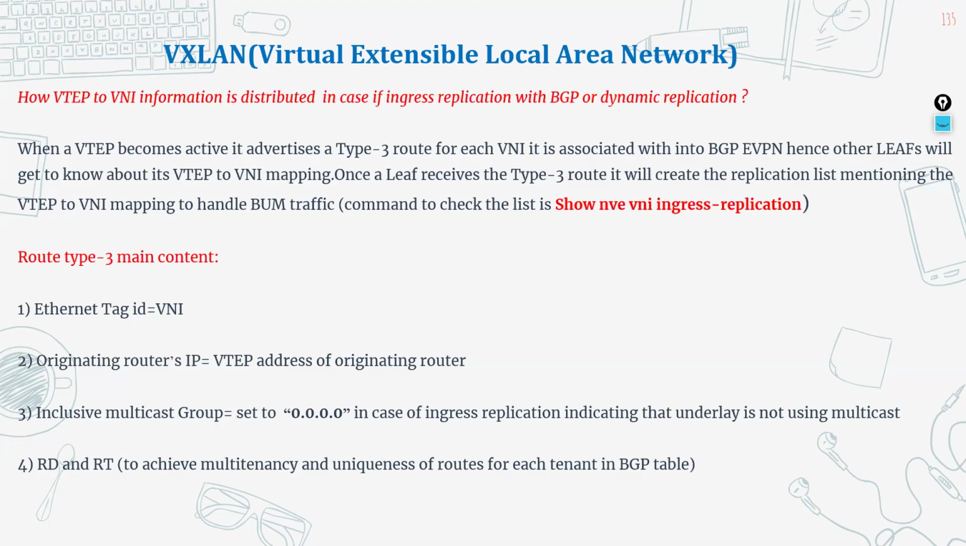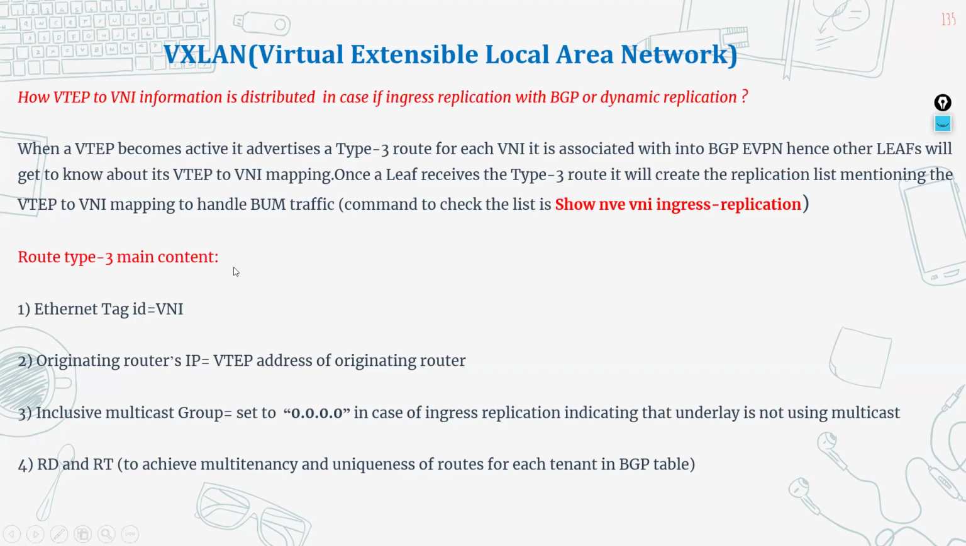As soon as the leaf switches receive this type 3 route, they are going to create a replication list having the VTEP to VNI mapping, so that they can handle the BUM traffic accordingly. I also mentioned the command to check this VTEP to VNI mapping. You can run this command, show nve vni ingress-replication. We'll see it when we do the practical.